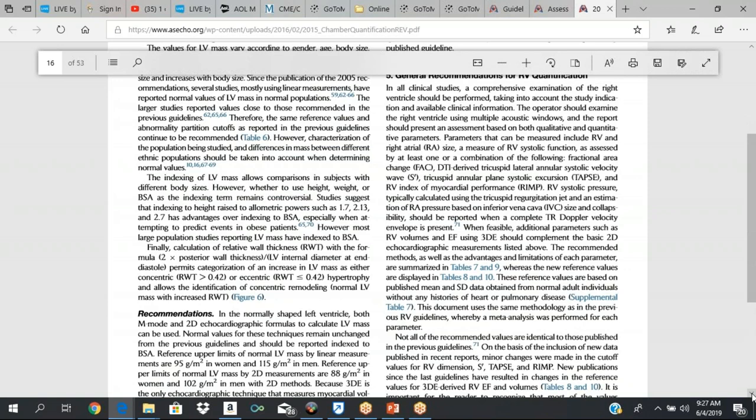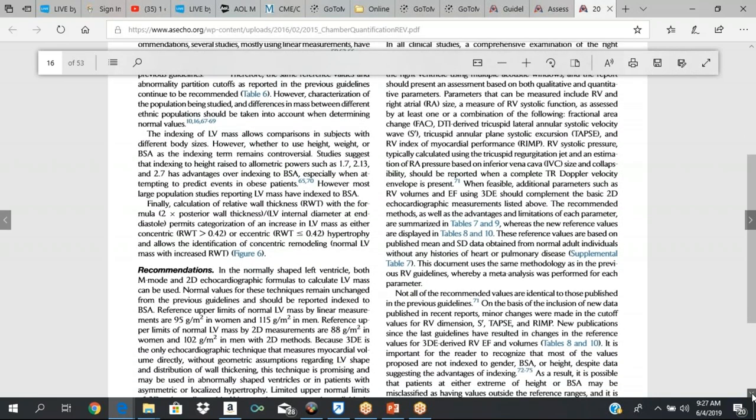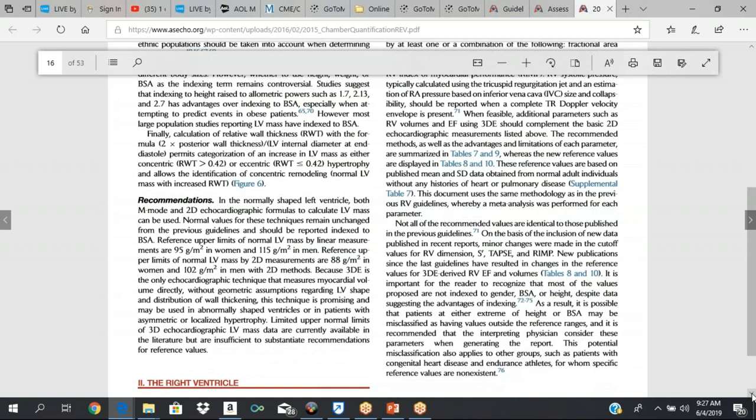This document uses the methodology as in the previous RV guidelines, whereby a meta-analysis was performed for each parameter. So not all of the recommended values are identical to those published in the previous guidelines. On the basis of the inclusion of new data published in recent reports, minor changes were made in the cutoff values for RV dimension. S prime, so you know how to do your S prime, TAPSE, your RIMP.